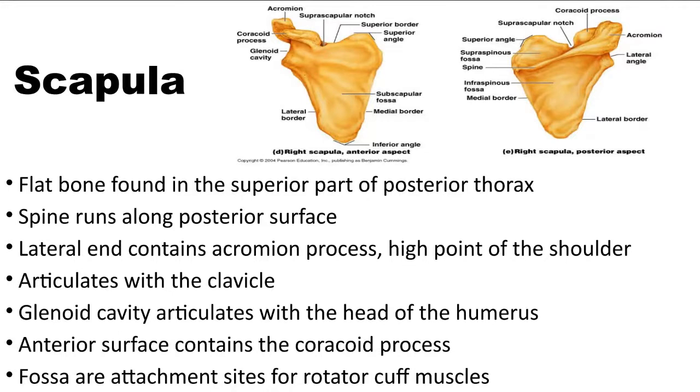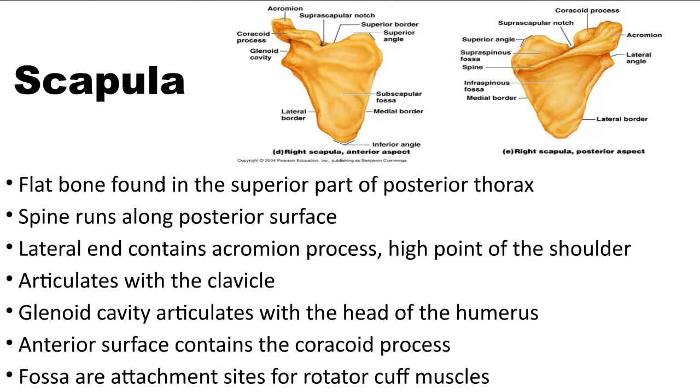The scapula has a lateral border and a medial border or vertebral border. The part of the scapula that is prominent is the spine that runs along the posterior surface. Hence, it is on the back of the scapula. The lateral end contains the acromion process. It is the high point of the shoulder. The acromion end articulates with the clavicle.